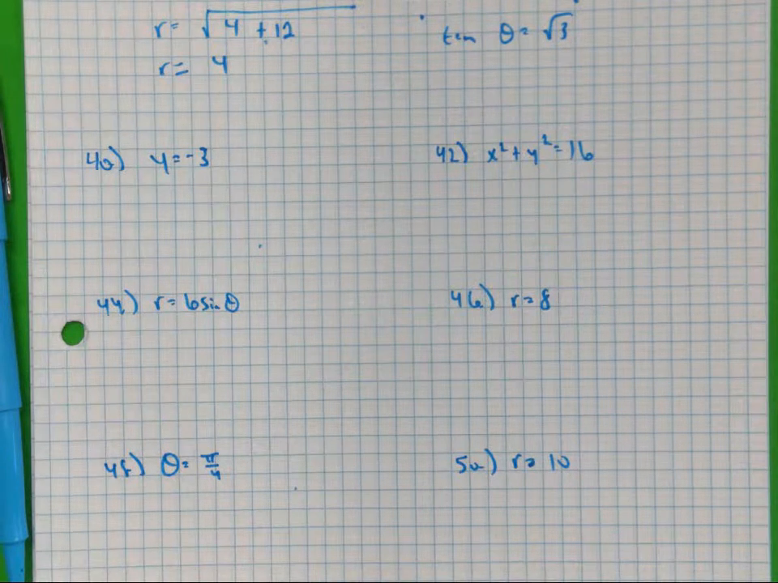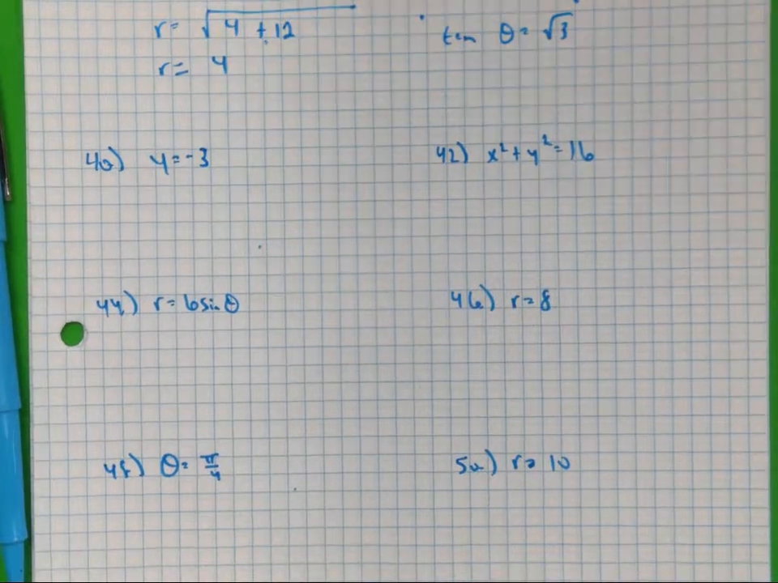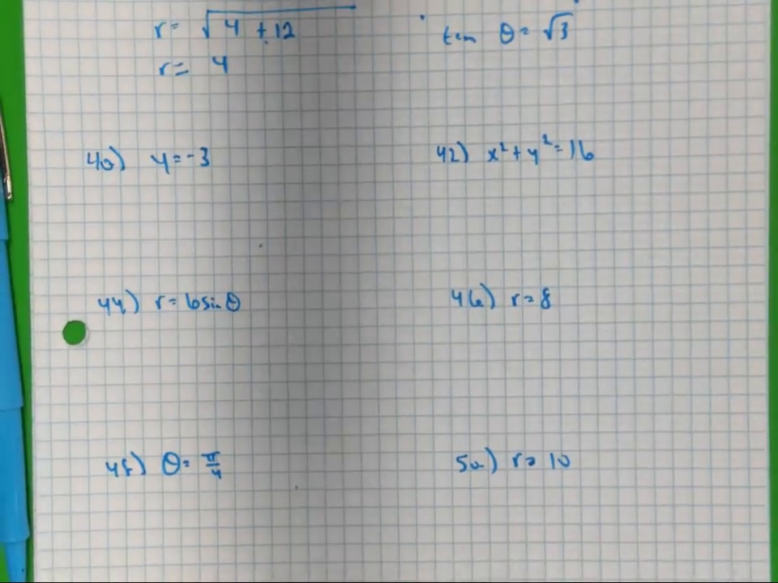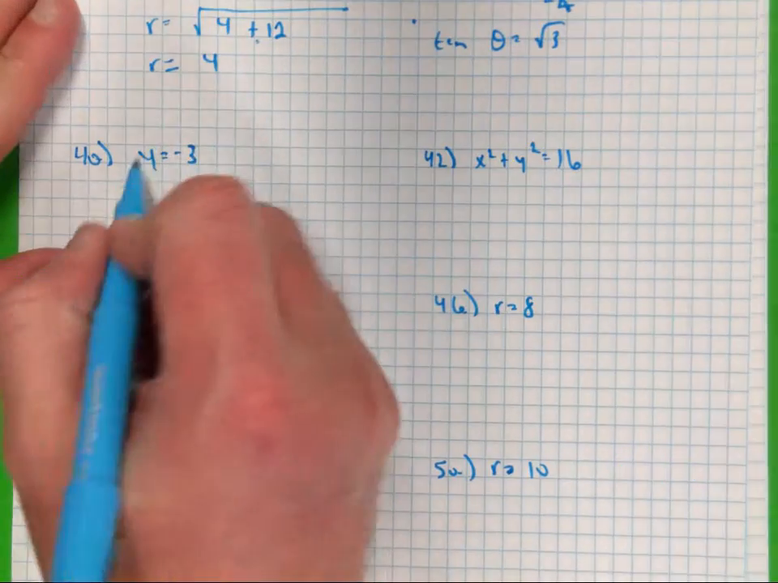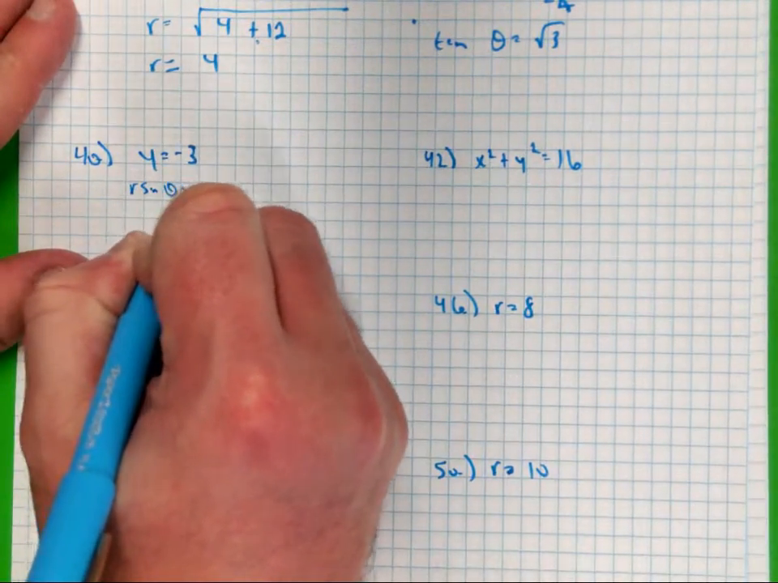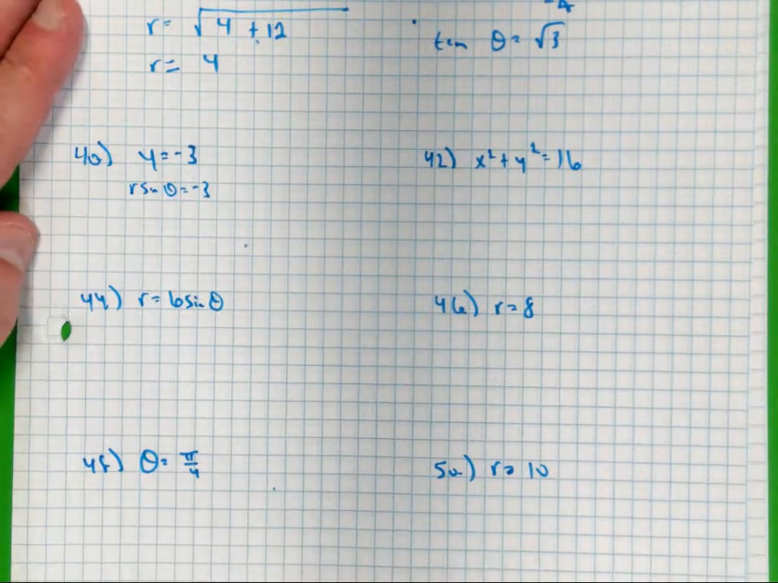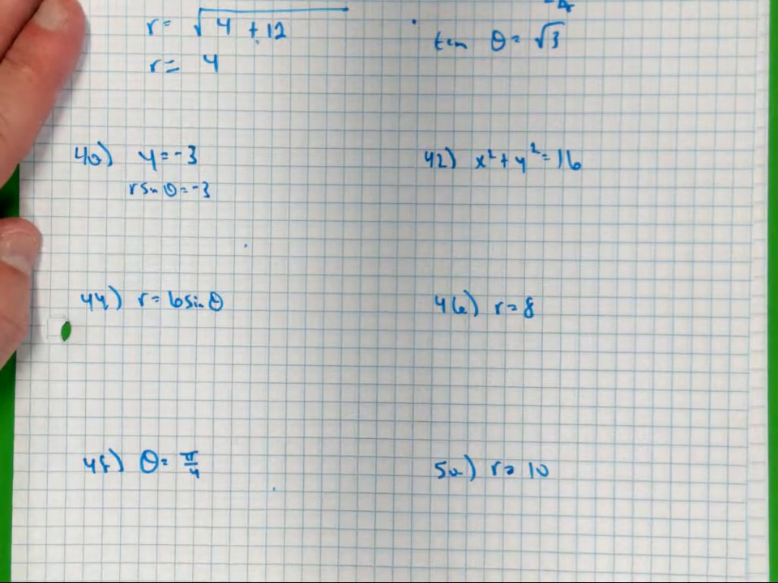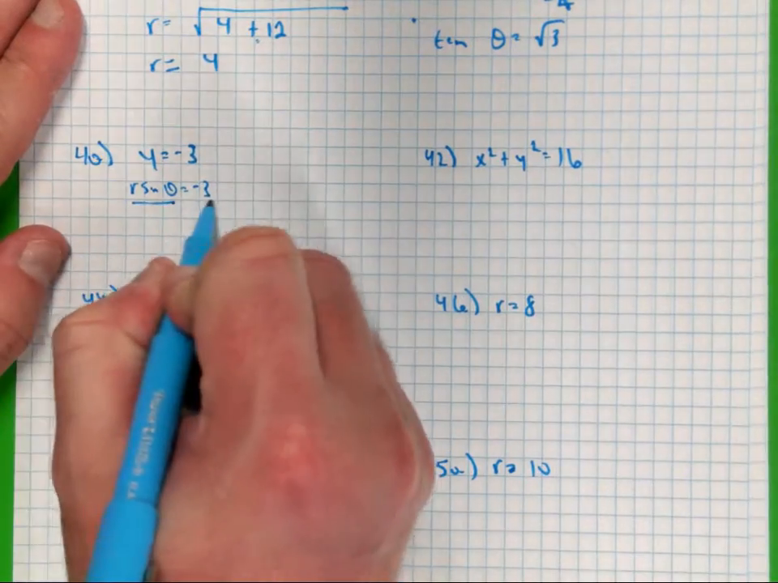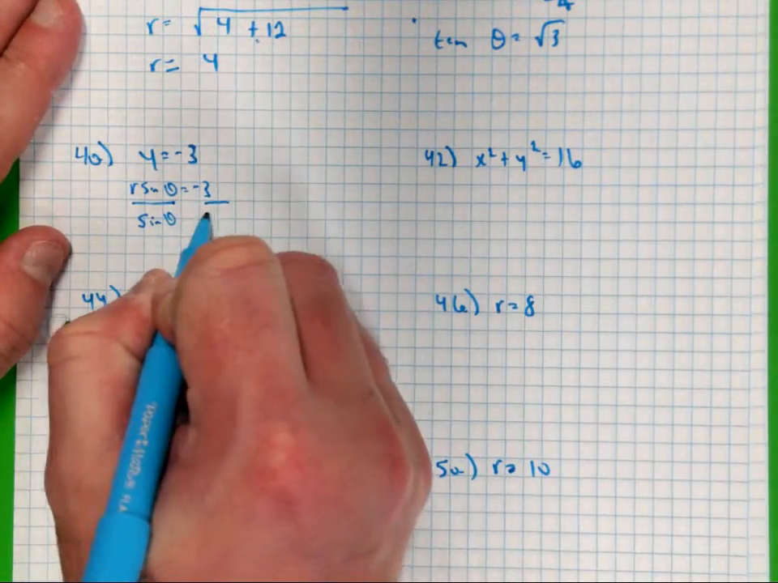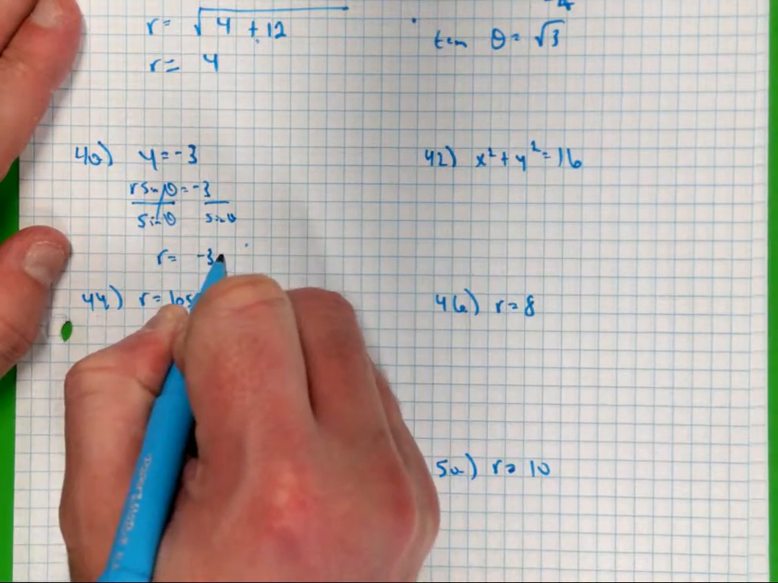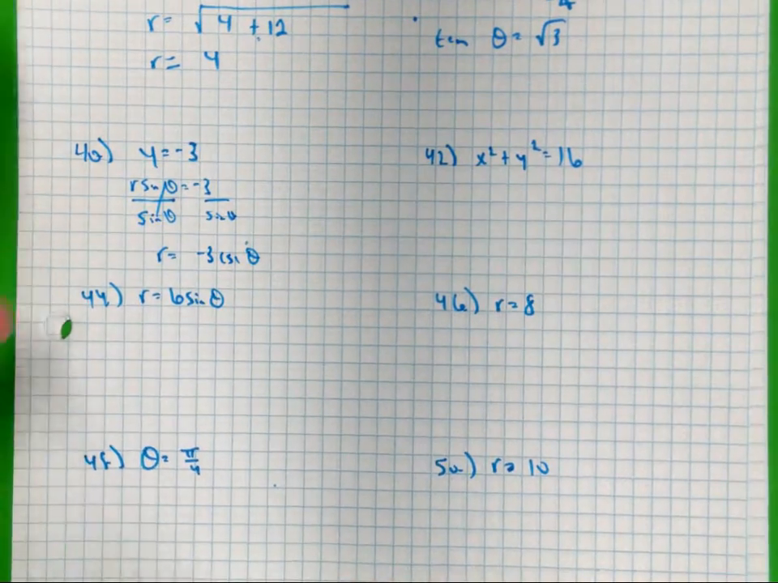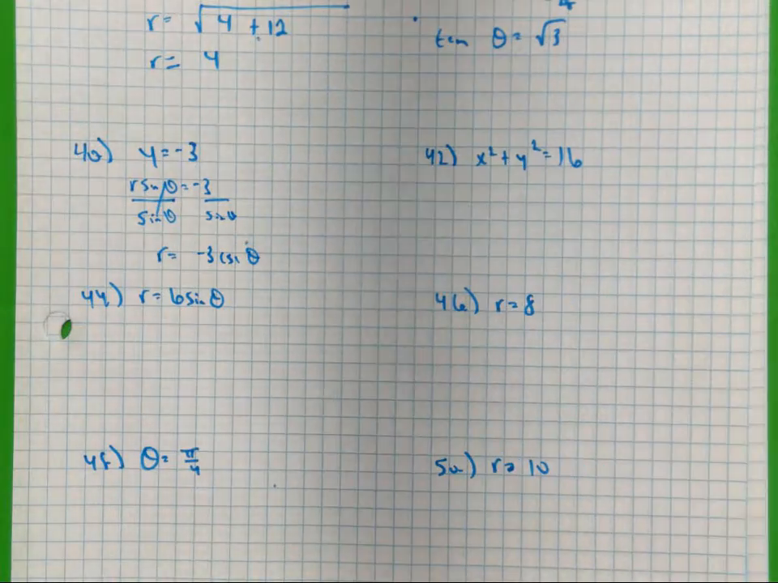Very good. Now, that means I want to convert this to polar. What formula can I easily substitute in for y to get it not to be rectangular anymore? R sine theta. Very good, because y is equal to that value. Now on these, you want what to be by itself? So I'm going to divide both sides by sine. When I put sine in the denominator like that, I can rewrite it as r equals negative 3 what? Cosecant. Very good.